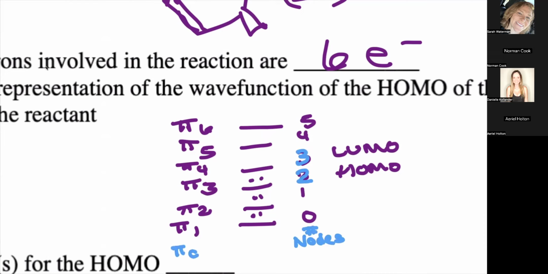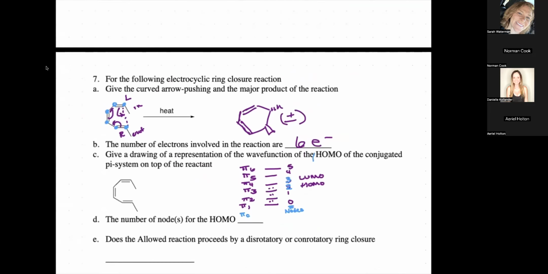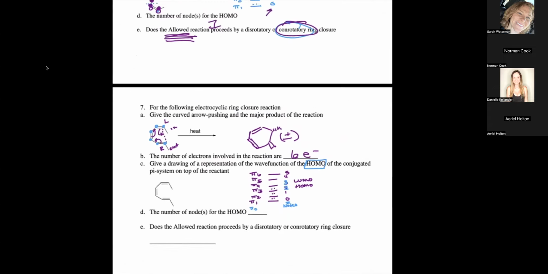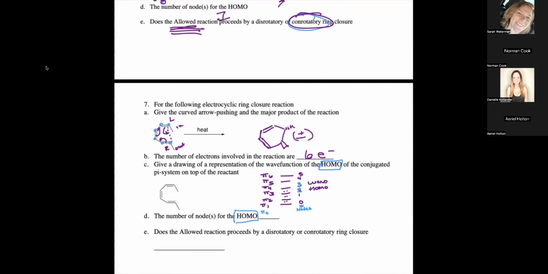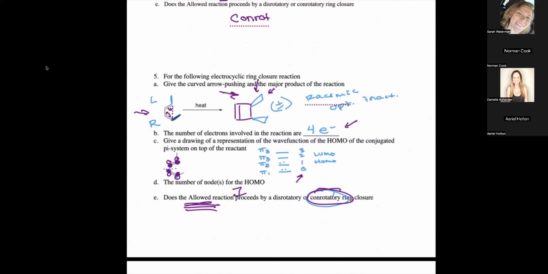Do the number of nodes go with the HOMO or the LUMO? This question is specifically asking for the HOMO. So would it be 3, or 2? Because you have 0, then the next one up is 1, and the next one up is 2. Yes. I thought you said 2 for HOMO and 3 for LUMO. Oh, I was saying pi 2 and pi 3. Okay, yeah, so never mind.